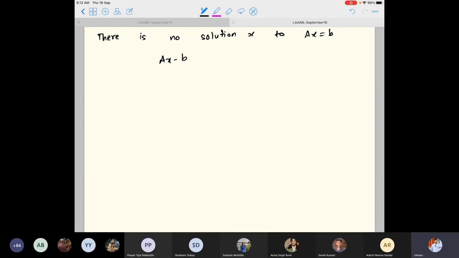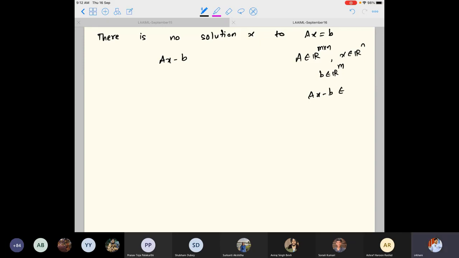So can I choose an X such that Ax minus B is as small as possible? If not 0, then I want to push it as close to 0 as possible. Does that make sense? I'm talking of the vector Ax minus B. What is the length of this vector Ax minus B? Suppose A is in Rm by n, X is in Rn, and B is in Rm, then what is the length of this vector Ax minus B?